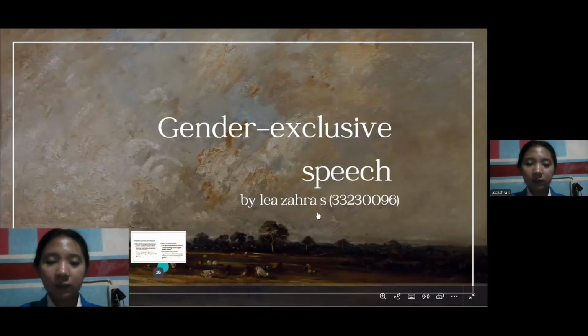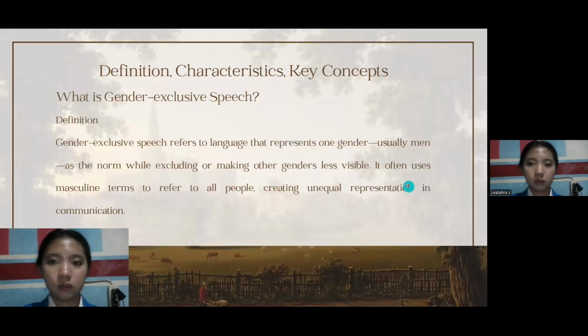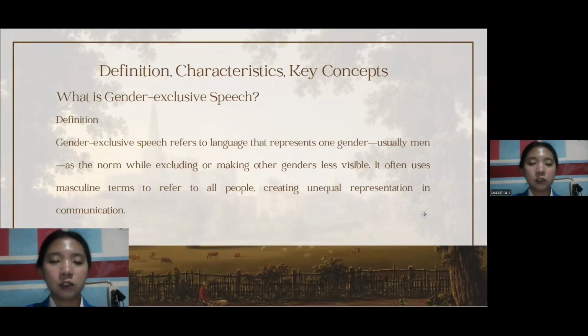Gender exclusive speech. Definition, characteristic, and key concept. What is gender exclusive speech? Gender exclusive speech refers to language that represents one gender, usually men, as the norm, while excluding or making other genders less visible. It often uses masculine terms to refer to all people, creating unequal representation in communication.